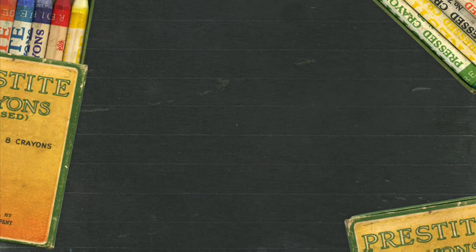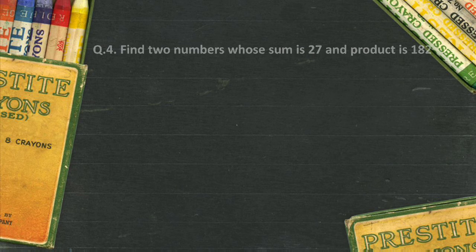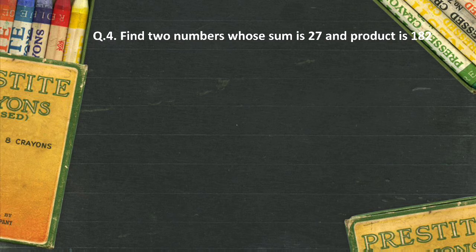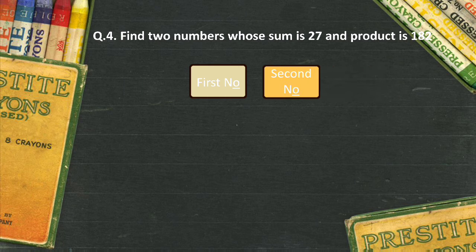Okay, let us solve another problem. Find two numbers whose sum is 27 and product is 182. So we are talking about two numbers whose sum, that means I add those two numbers and I get it as 27, and if I multiply those two numbers I get the answer to be 182. So first number and second number. Okay, so let the first number be x.